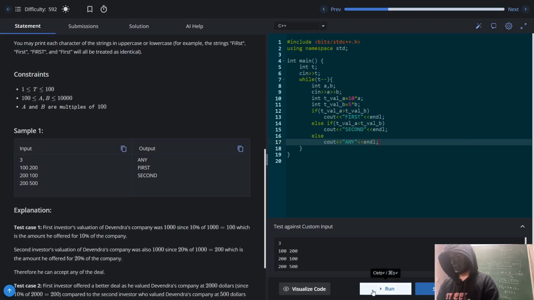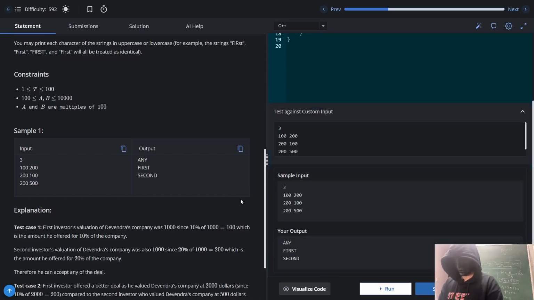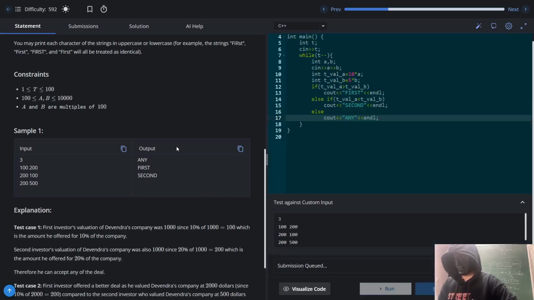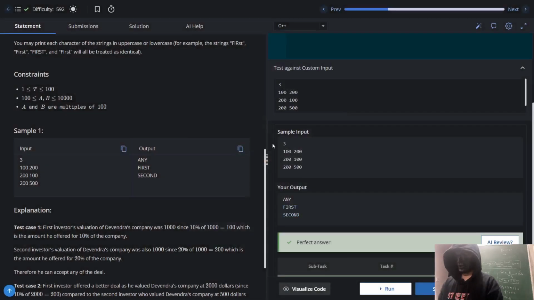Let's try to run the code. Any, first, second. Let's try to submit the code. Yeah, perfect, it got submitted.